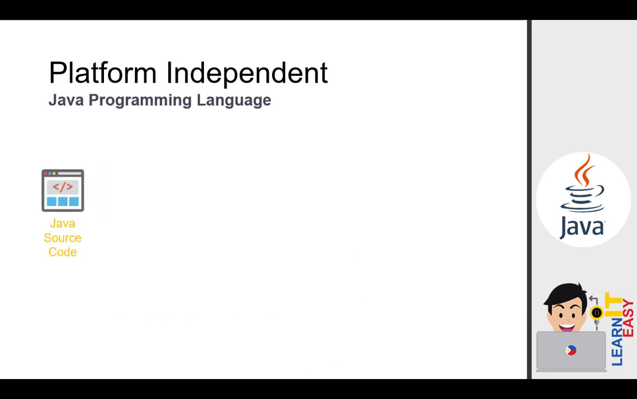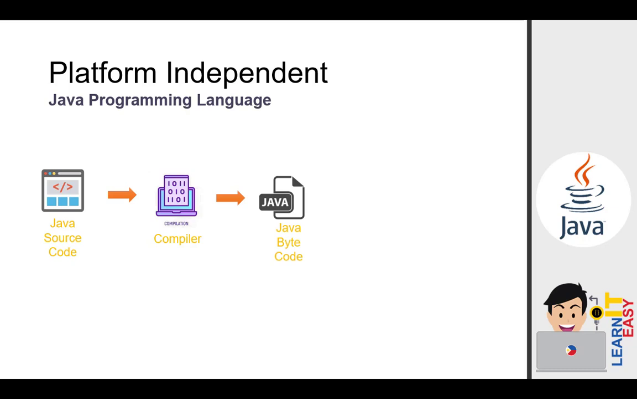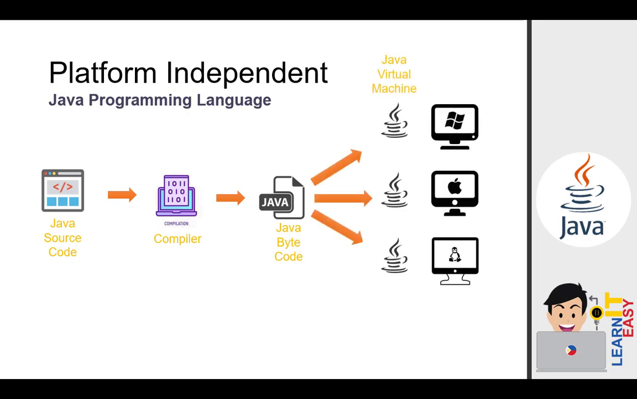Kapag nagsulat ka ng source code mo in Java at nag-compile ka, iba ang magiging output niya. Instead, i-compile siya ng compiler into exe, kung sa Windows ka nagko-code, i-compile niya yan into what we call Java bytecode. Yung Java bytecode na to will be then interpreted by what we call Java Virtual Machine or JVM na naka-install sa lahat or kung hindi man halos lahat ng platform na available.